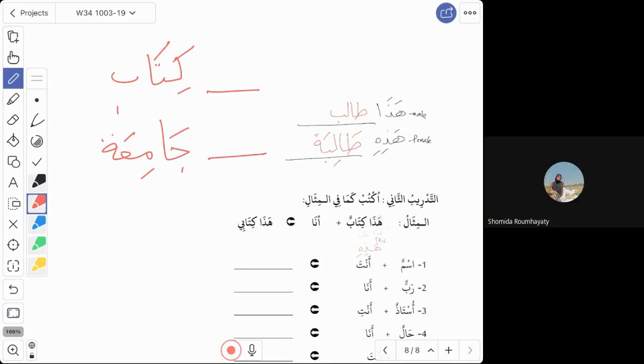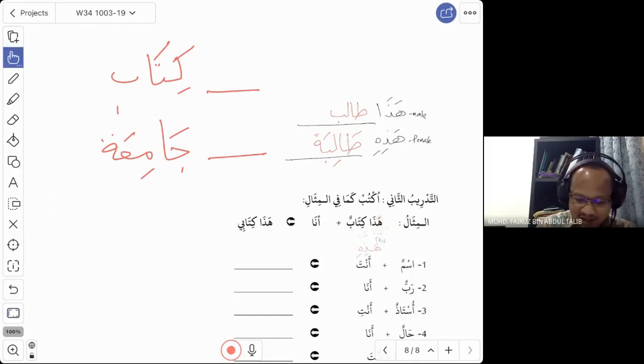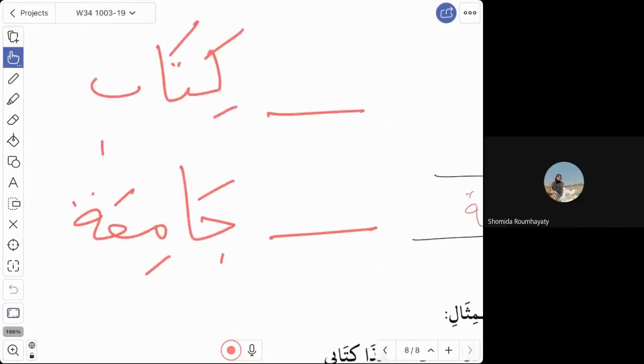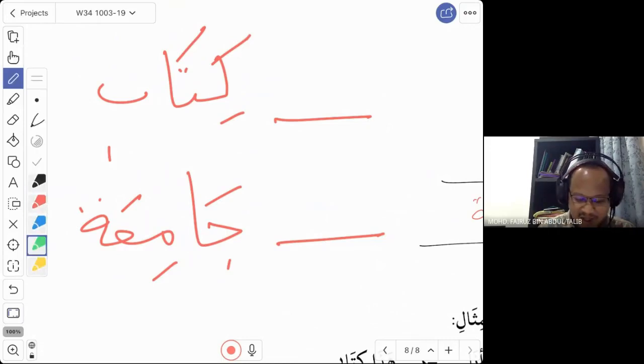Look at the Tamar Buta, Masya Allah. So Samida said, look at the Tamar Buta. Do we have Tamar Buta here? Kitabun, no, there is no Tamar Buta. And where is the Tamar Buta? At the word jami'ah. So Samida said, you look at the Tamar Buta. Okay, so what about the Tamar Buta? Why do we have to look at Tamar Buta? What do we have at this Tamar Buta? That is another question. Yes, Samida.